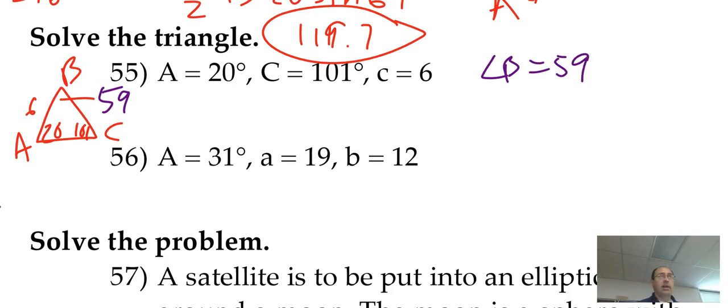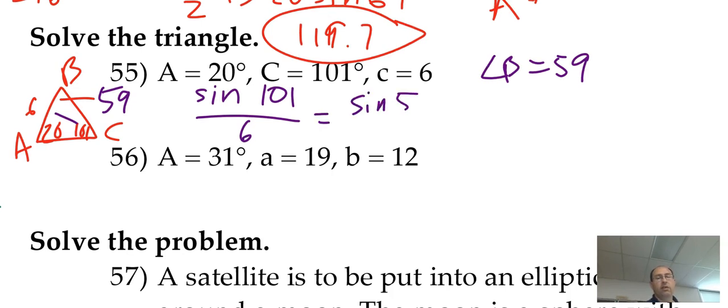Is it a right triangle? The answer is no. Does it have a known angle and a known opposite side? The answer is yes, right? We got that pair going on right there. So it's time for the law of sines. Sine 101 over, and do we have to think about, no, I don't have to think about the special two triangle situation, the ambiguous case, because we don't have two sides given to us. So sine 101 over 6 equals sine 59 over its opposite side, B.